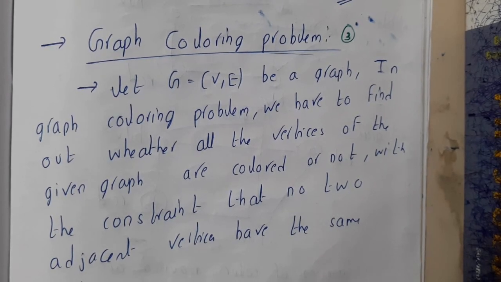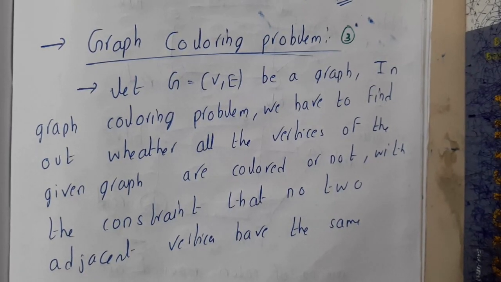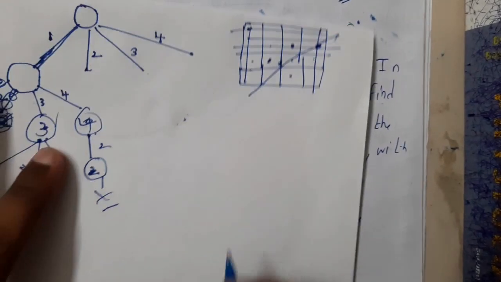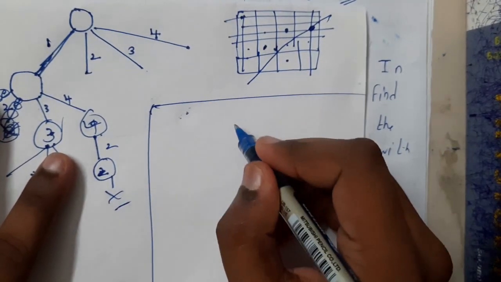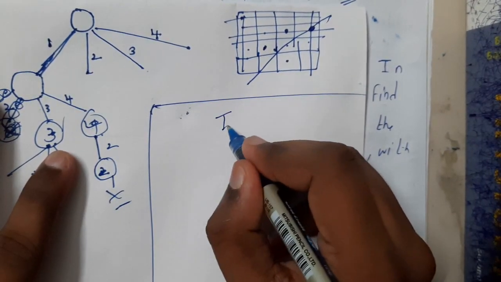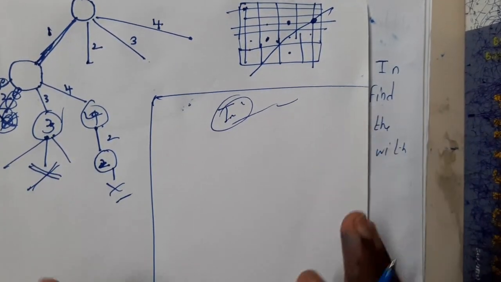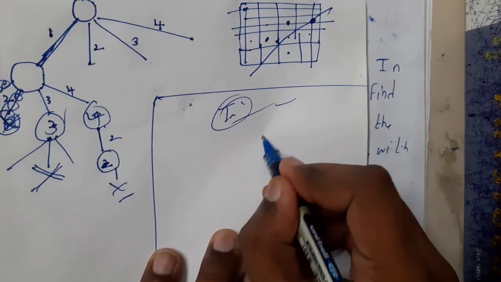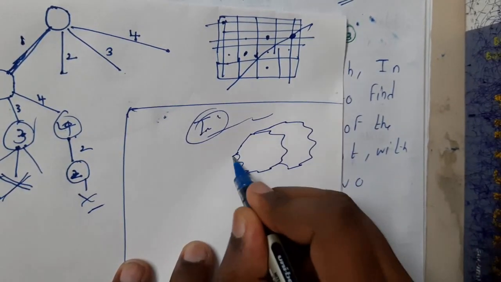So I hope everyone has some idea on graph coloring problems. Even if you don't have any idea, I'll be explaining it. I hope everyone knows that we have multiple maps, like the India map and multiple country maps, state maps. If you observe, there will be multiple places with different colors.